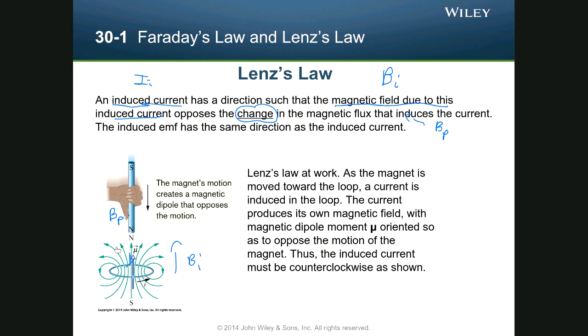So, for instance, if you were pulling the magnet away, your applied B would still be going down, but it would be getting smaller. Then the induced B, because it's getting smaller, would actually be in the same direction as the field, because it's opposing the change in the field, not the field. That is super, super important.